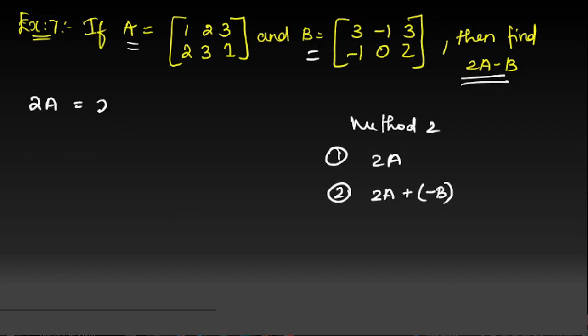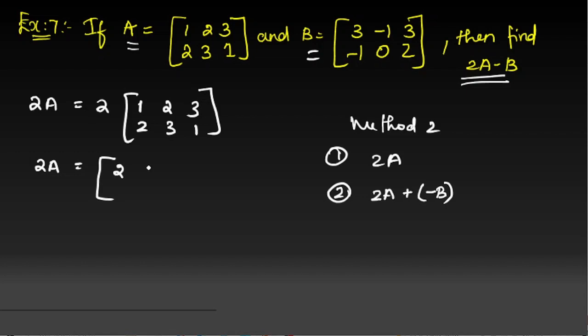In method 2, the first step is finding 2A. 2A is nothing but 2 into the matrix 1 2 3 2 3 1. You will multiply 2 to each and every element. So 2 into 1 is 2, 2 2s are 4, 2 3s are 6. Similarly, 2 2s are 4, 2 3s are 6, and 2 1s are 2. So you got it like this, right? Now, this is your 2A.